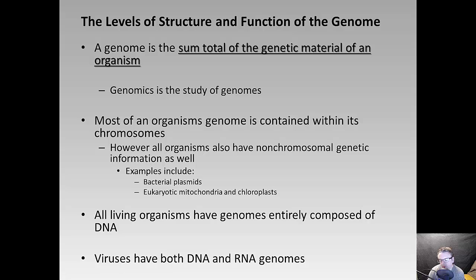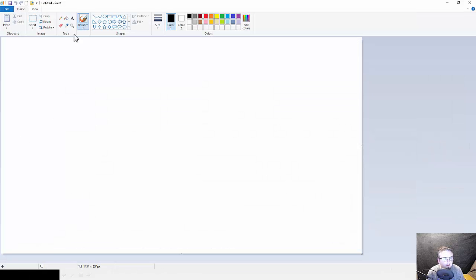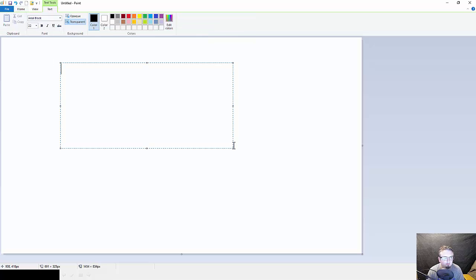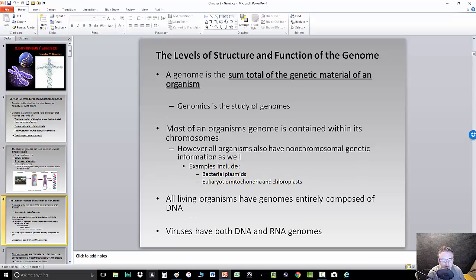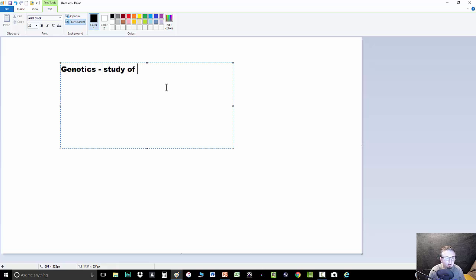Okay, now a genome, and really let's go back and talk about a fundamental thing here, because I kind of skipped over this. We're talking about genetics, and another way to think about it, and this is not really the definition, is as the study of DNA.